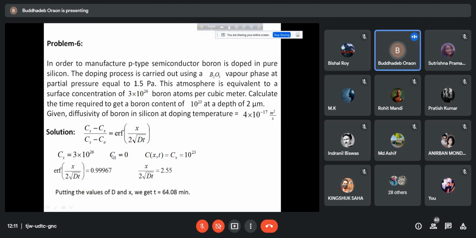Same idea we are applying here, giving the boundary condition, and finally we are calculating the error function and then we are calculating the time required, because it is the time which actually determines the concentration level here. So how long we should keep that particular component in that atmosphere so that we will get this concentration. So on solving this problem, we get around 64 minutes. So this is another example.